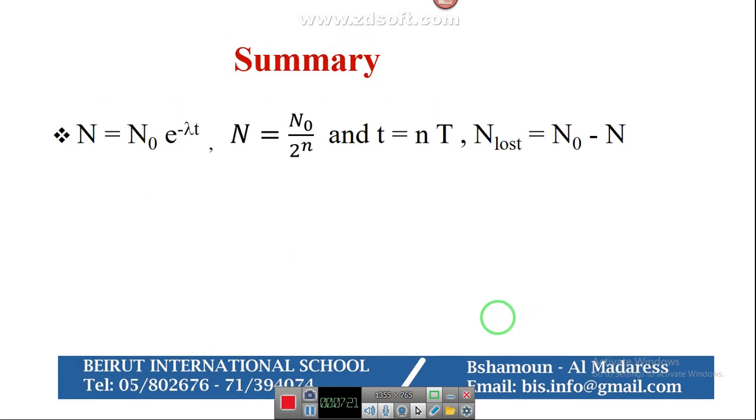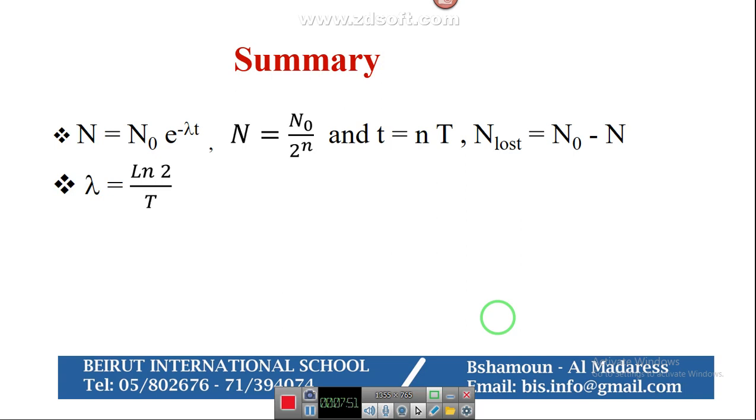Summary of this video. First of all, we said that N equal N0 exponential e to the minus lambda t, or N equal N0 over 2 to power n, where small n is the number of periods. Also t equal n capital T, and N lost or N disintegrated is equal to N initial minus N final.